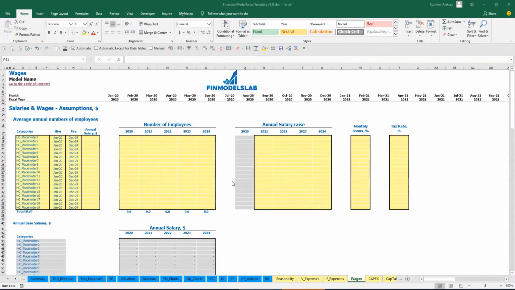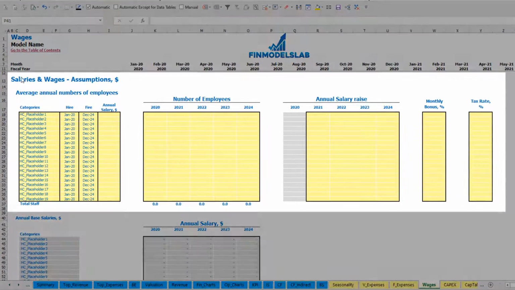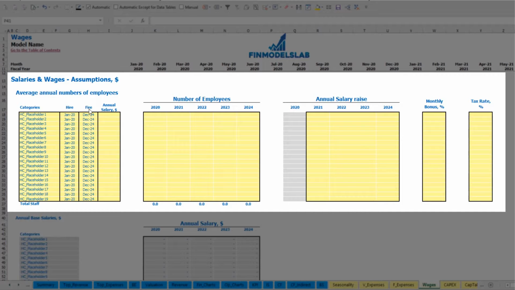On the Wages tab, you can input your headcount by categories, with hire and fire date, with annual salary, with ability to input different number of employees by years, with annual salary rise percentage, with monthly bonus and tax rate. Let me give you a couple of examples. Let it be CFO, which you are going to hire in March 20. You're not going to fire him, so the fire date will be December 24.